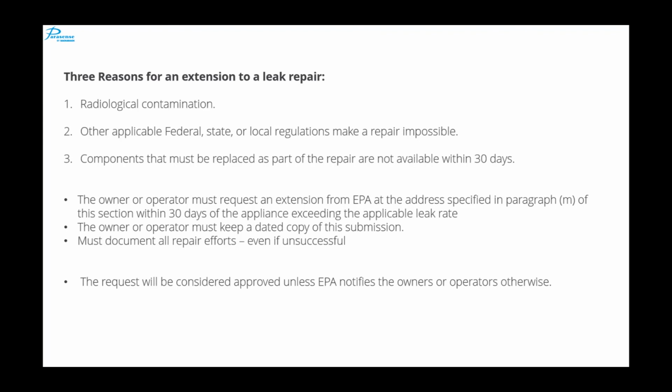The EPA needs to receive a letter by post or email requesting the extension within 30 days of the leak threshold being exceeded. A copy needs to be kept by the owner or operator, and any repair efforts should be documented. You can assume the request is granted. If it's not, the EPA will get in touch with you. So the Parasense platform generates and stores the letter for the EPA for you and updates task due dates accordingly. So let's walk through how to do this.